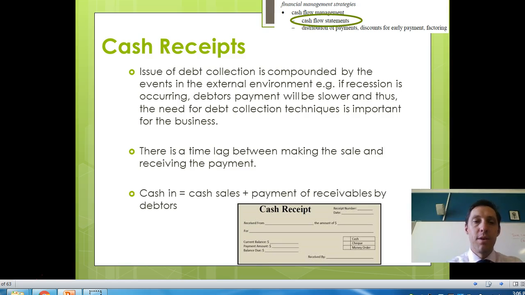Okay, just a bit more information there in terms of cash receipts. The issue of debt collection, so chasing up those outstanding accounts, is compounded by the events in the external environment. So the external environment may well play a part in the collection of those cash receipts. If you're in a recession, people are generally going to delay payment of outstanding accounts, potentially because they don't have the cash to do so, or they just are being very cautious of making payments.